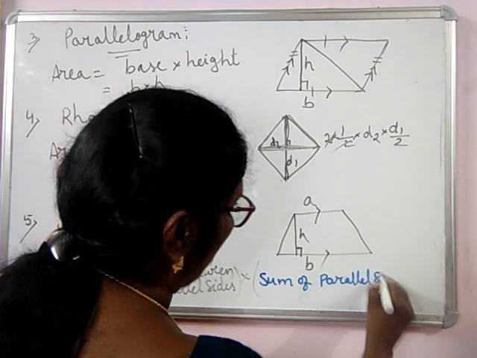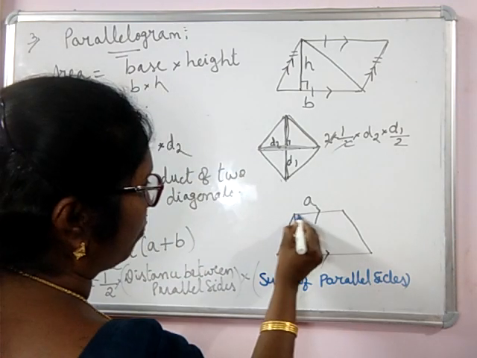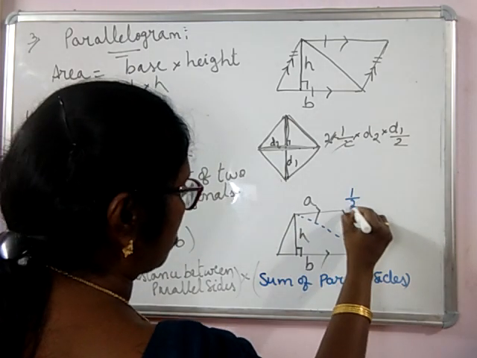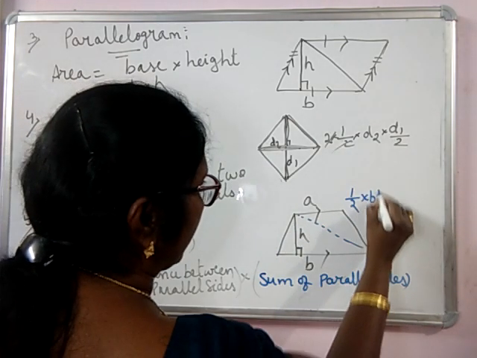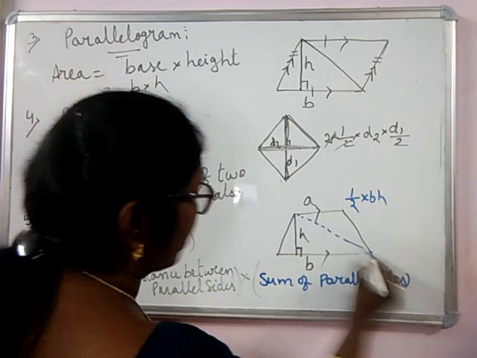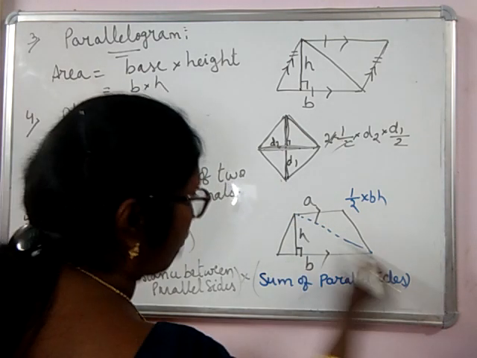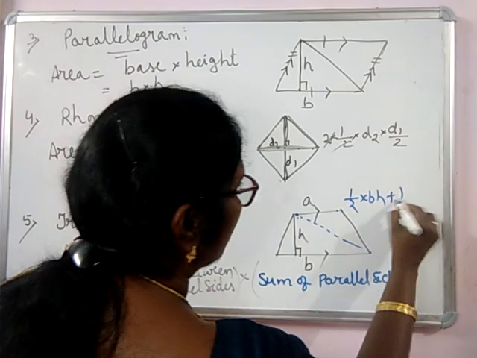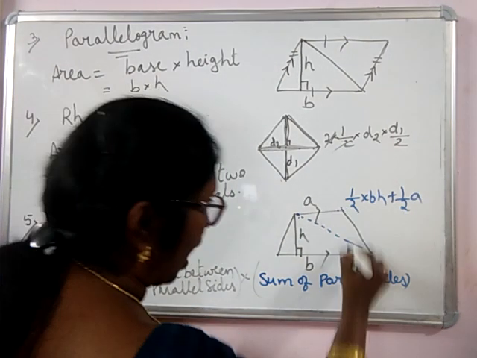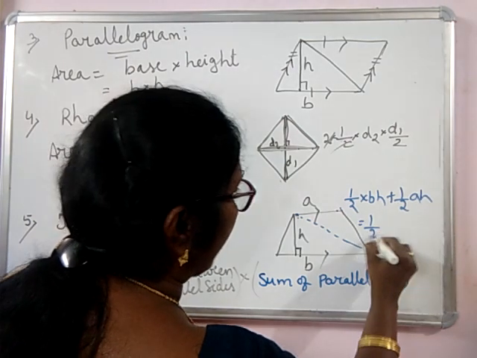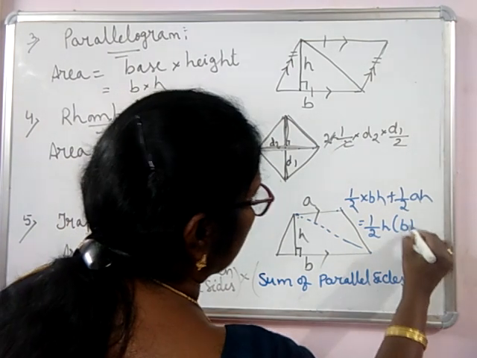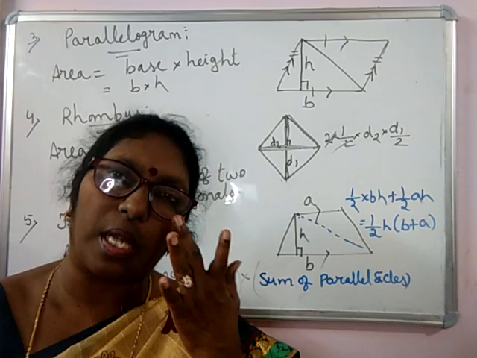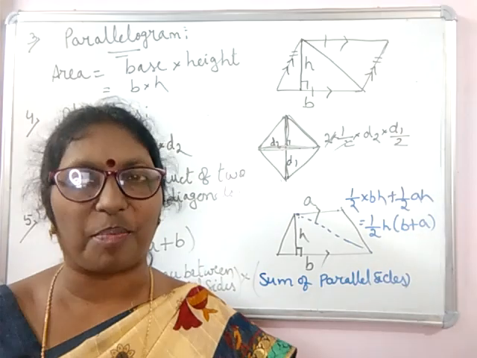You may have a doubt. How? Let me explain it. If you draw a diagonal, area of this triangle is half into b into h, and area of this triangle is base a, half a, and the height will be h only. If you take half h common, b plus a or a plus b. That is how we got the formula for finding the area of a trapezium.